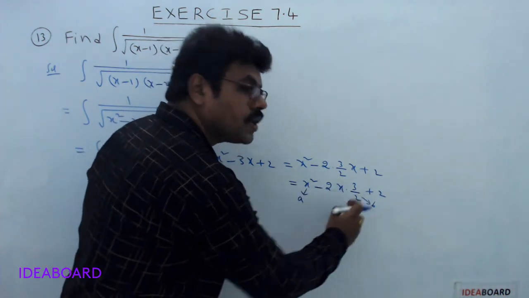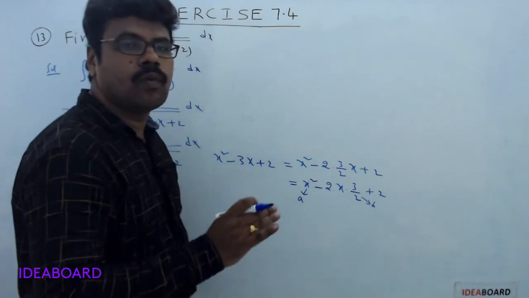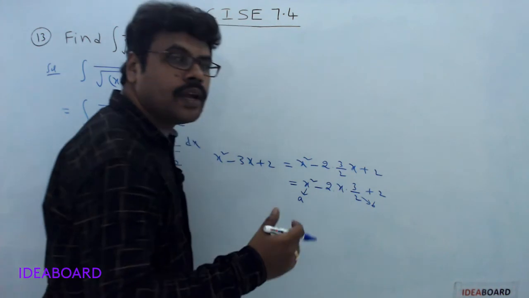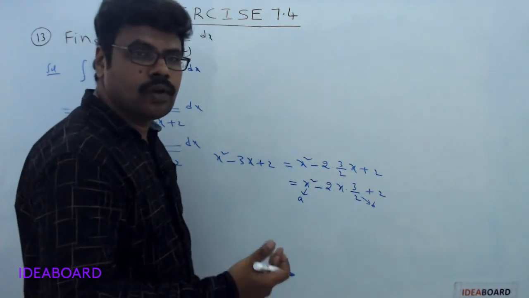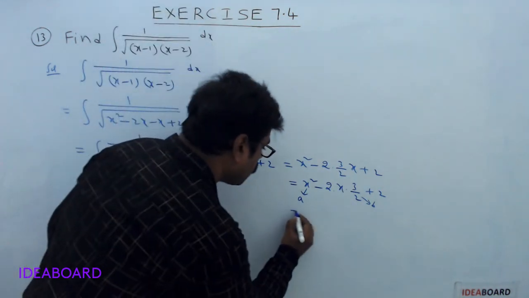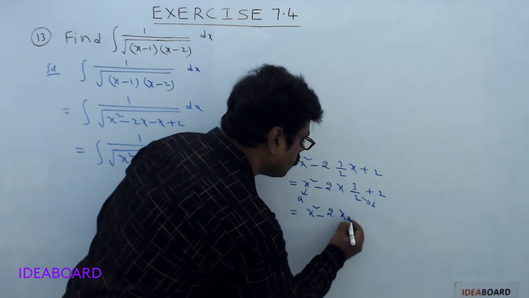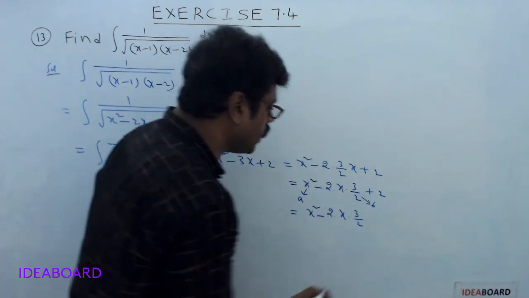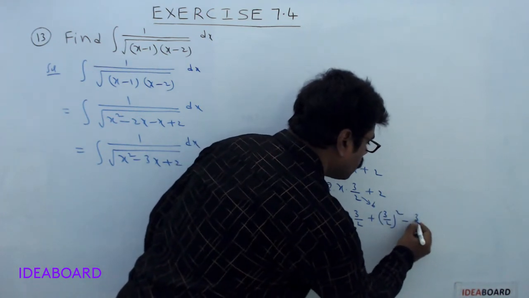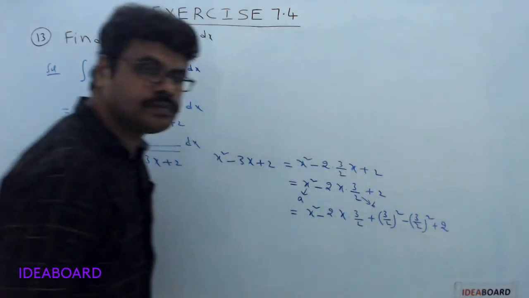To convert this expression as a perfect square, we need one more term. What is that term? b square. Here what is b square? 3 by 2 whole square. So adding and subtracting with the 3 by 2 whole square. Now this is x square minus 2 into x into 3 by 2 plus 3 by 2 whole square minus 3 by 2 whole square plus 2.